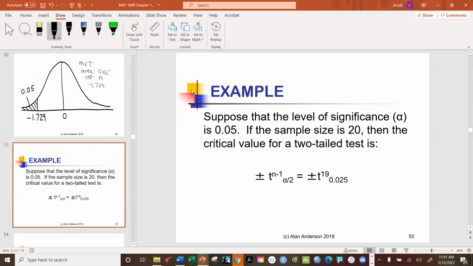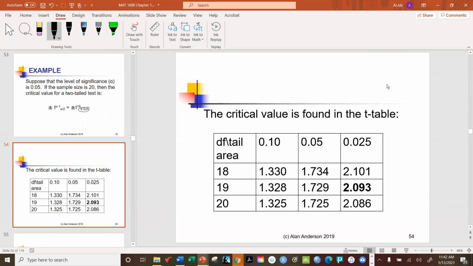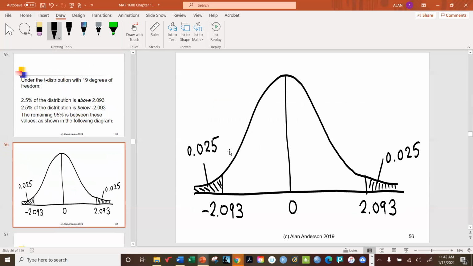All right, how would that work? So notice again, when you divide alpha in half, each tail now has 2.5% in the way of area. And if you go to the chart, you have to move over one column. This is the one tail. And 19 degrees of freedom gives us a value of 2.093. And that means right there. So you've got both plus and minus 2.093.